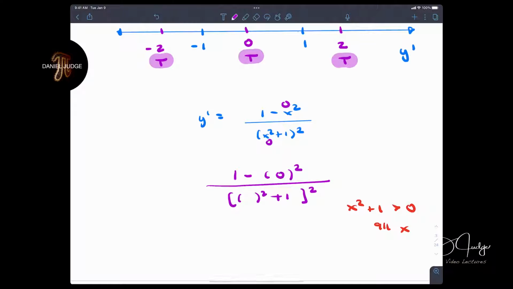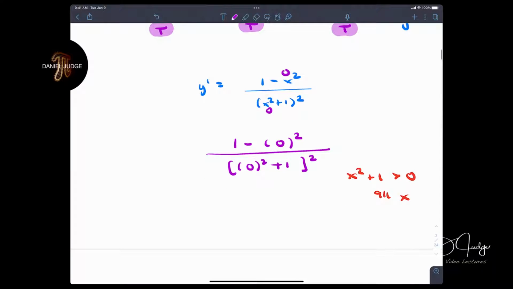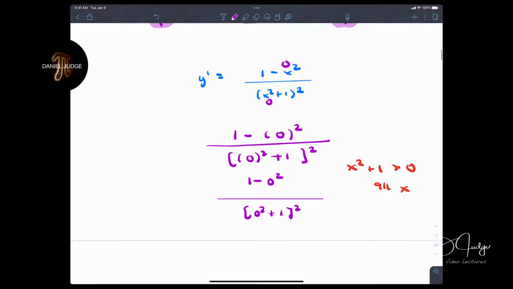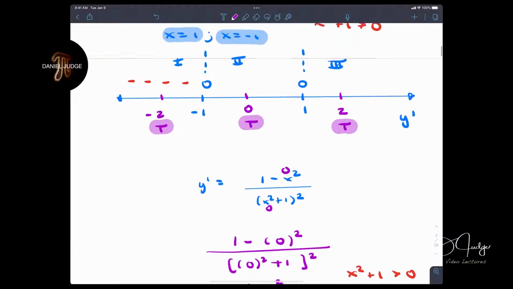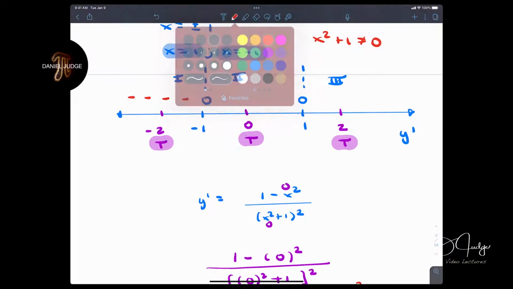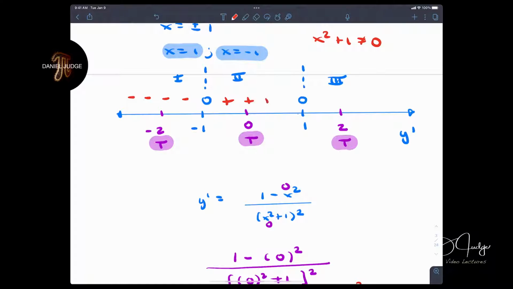And when we plug in 0, we get 1 minus 0 squared over 0 squared plus 1 squared. Now the denominator is always positive. And in this case, the numerator is just 1, which is positive. So a positive over a positive, this is going to be 1 over 1, which is 1. A positive 1. Region 2 is positive. There we go.